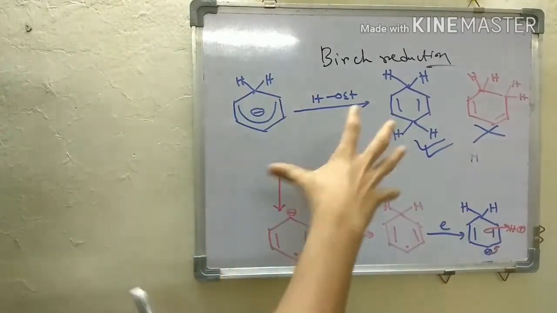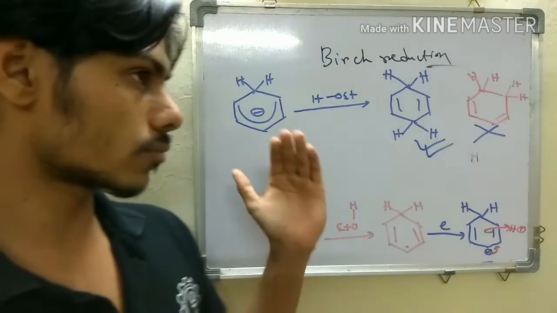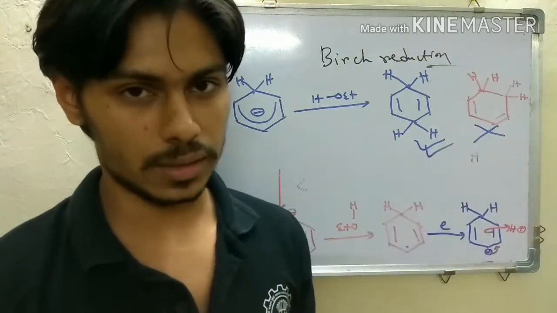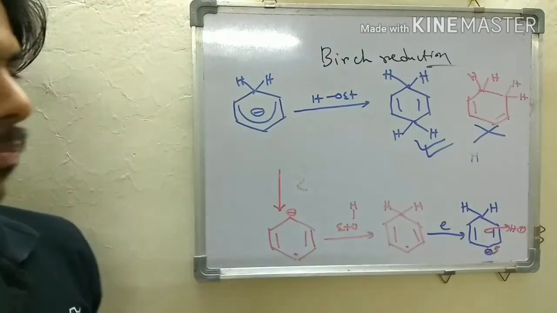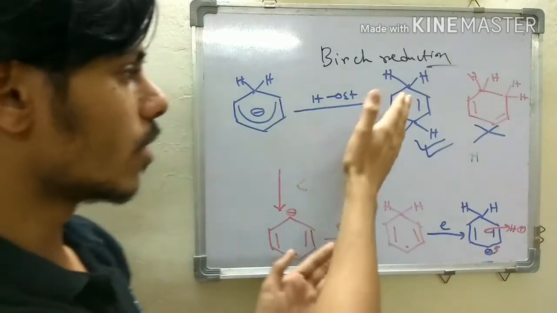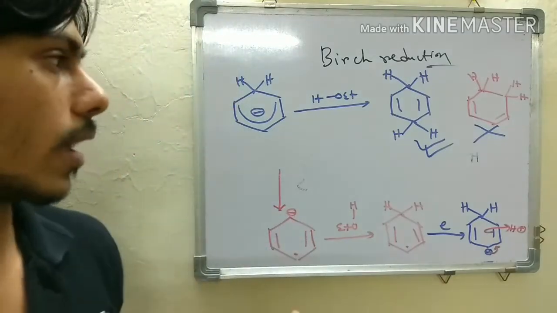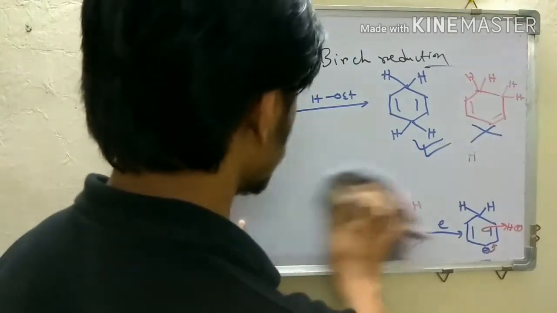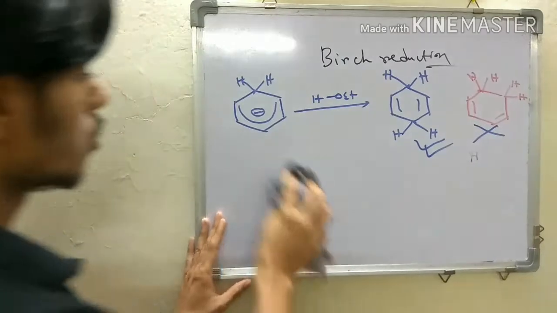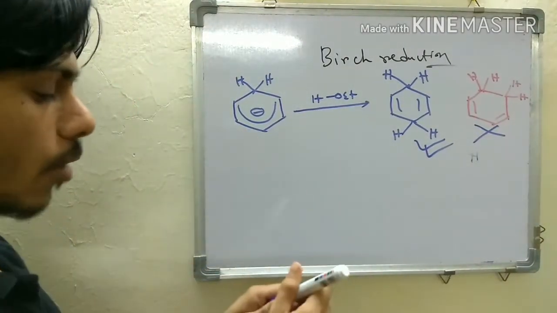Now why you are getting this particular regioselectivity is not explained in most of the textbooks, right? I find many textbooks that don't describe why this is actually occurring, and to explain this fact you have to consider the molecular orbital concept. Okay, so what is the explanation? Before discussing this fact, I would like to show you another example.